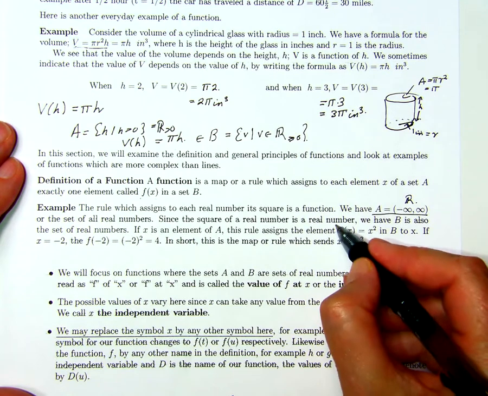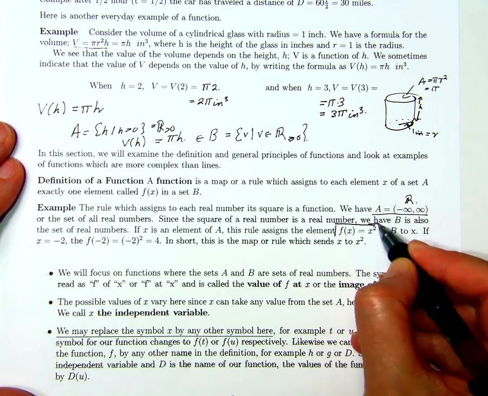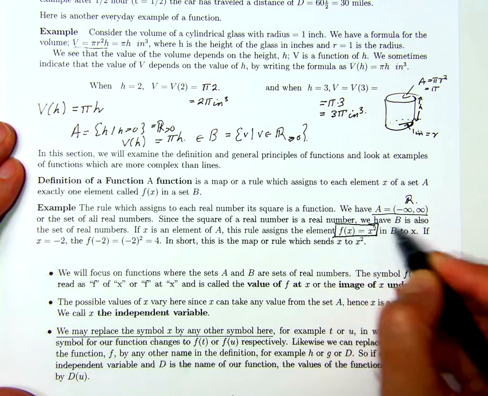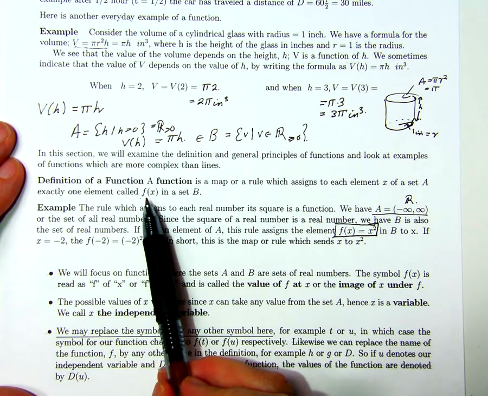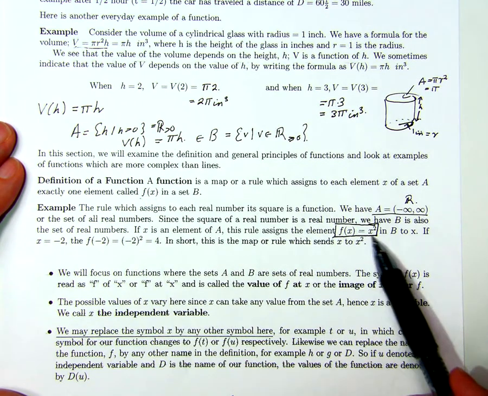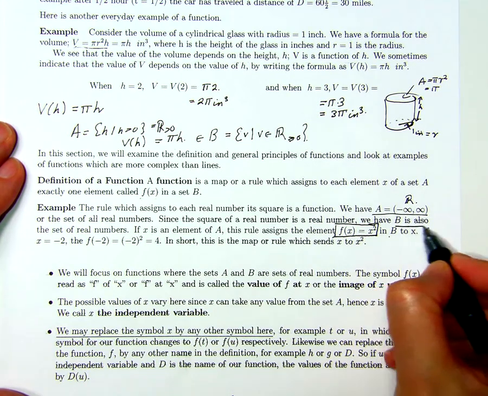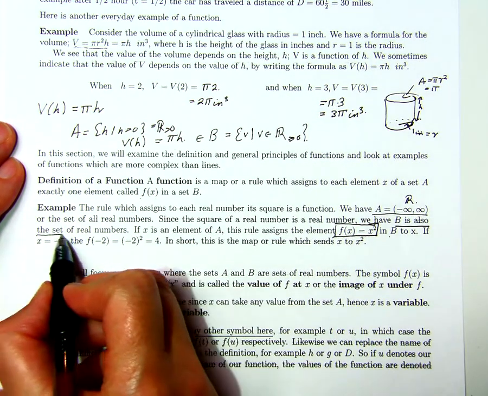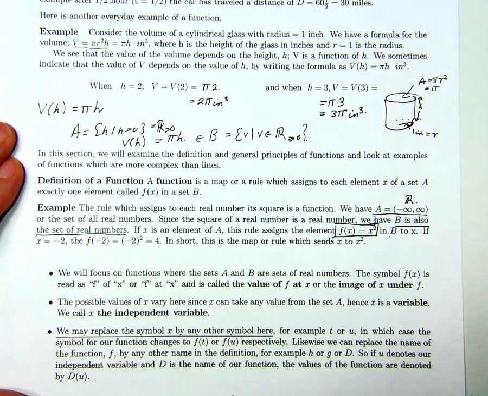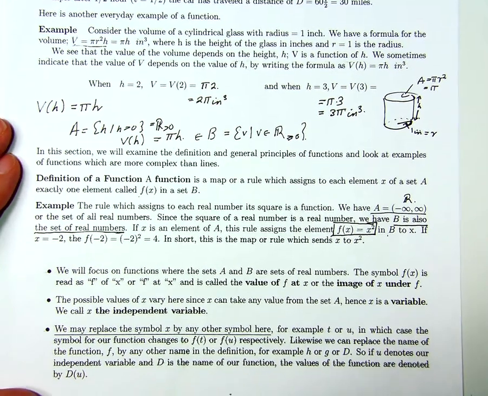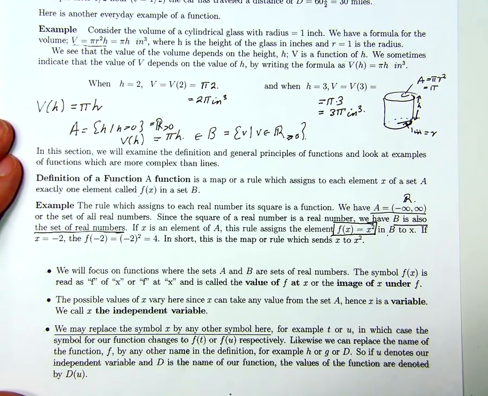So to each x from A, this function assigns the element f of x equal to x squared in B. Now what is B? Well, B can be taken also to be the set of all real numbers, or B could also be chosen to be the set of all real numbers greater than or equal to 0. Either one of those sets would work for a B in this definition.